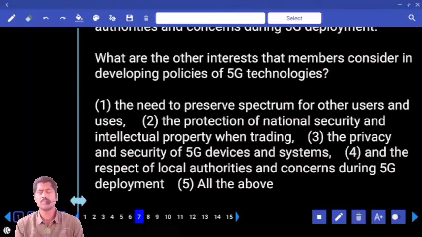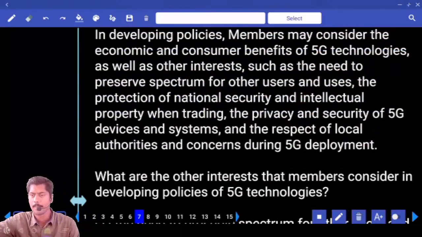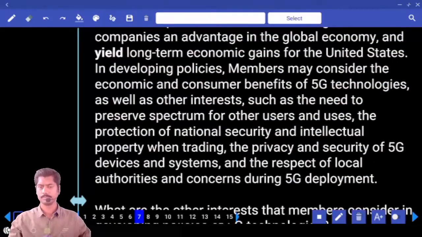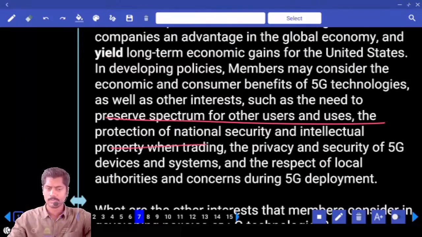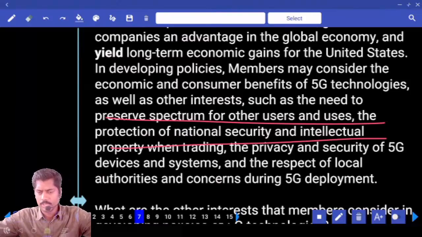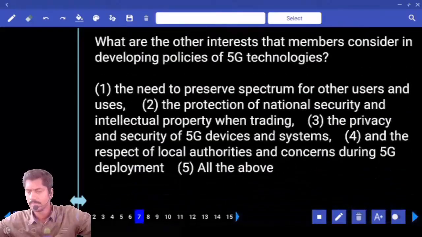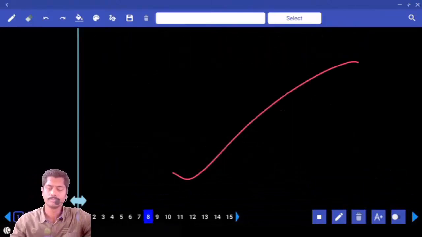What are the other interests that members consider in developing policies of 5G technologies? The need to preserve spectrum, protection of national security, privacy security, respect local authorities. Where is it? Last one. Is it from here? Preserve spectrum for other users, protection of national security, intellectual property when trading, privacy security of 5G devices, respect of local authorities. Answer? All of the above, 5.